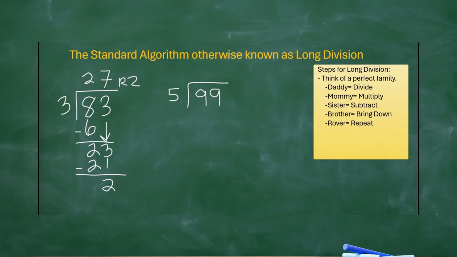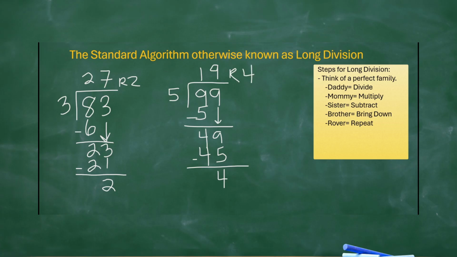Moving on to the next one, how many 5s can we get out of 9? The answer is 1. 1 times 5 is 5. Do your subtraction and you're left with 4. Bring down the 9. And how many 5s can I get out of 49? The answer is 9. 9 times 5 is 45. Do your subtraction, and in this case, our remainder is 4.